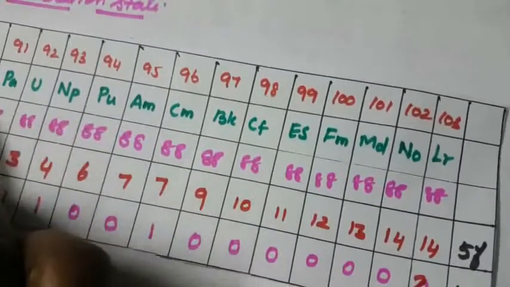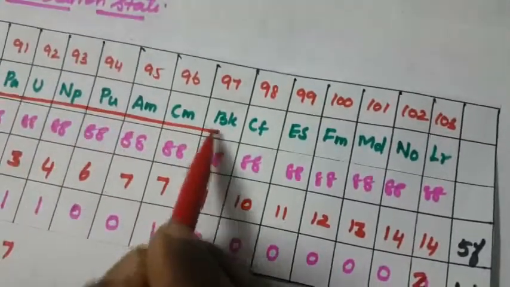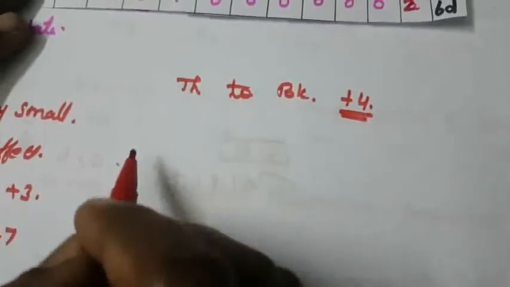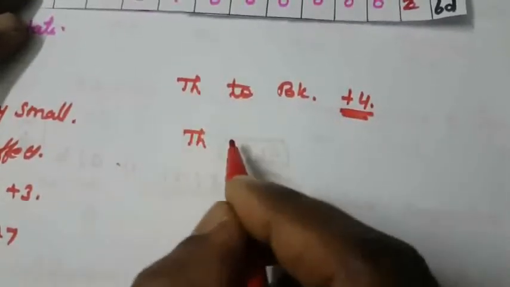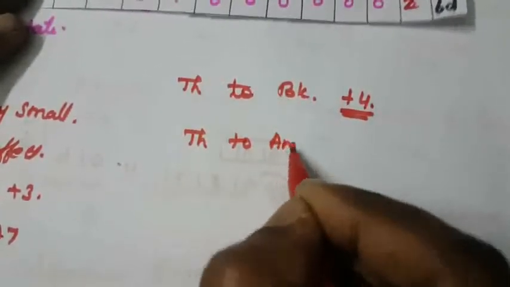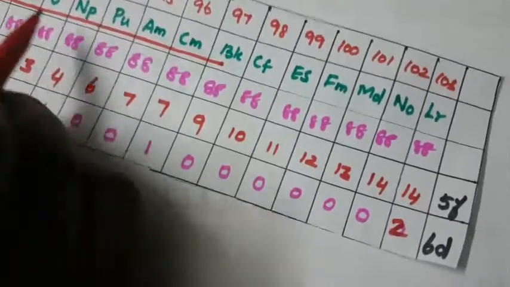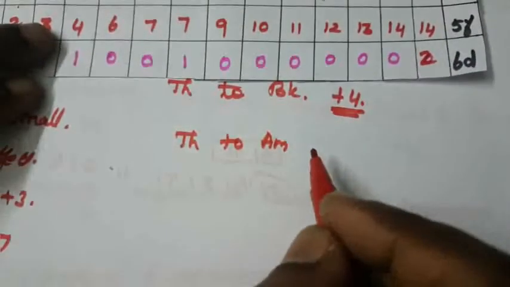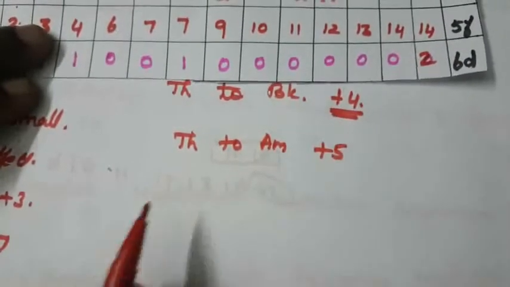Thorium to berkelium exhibit which oxidation state? That is the +4 oxidation state. Then thorium to americium exhibit which oxidation state? That is the +5 oxidation state.